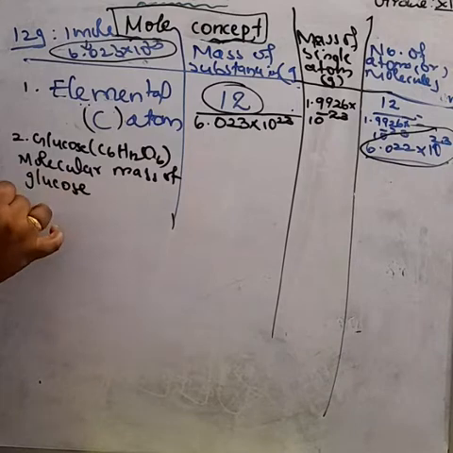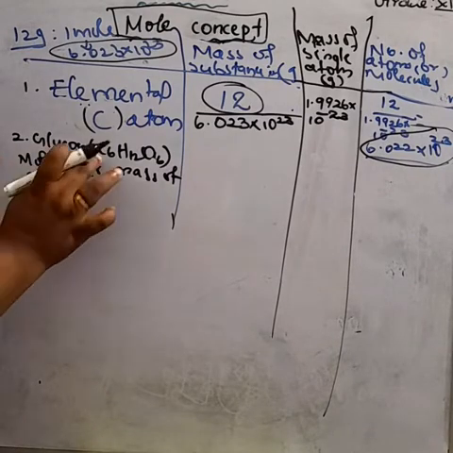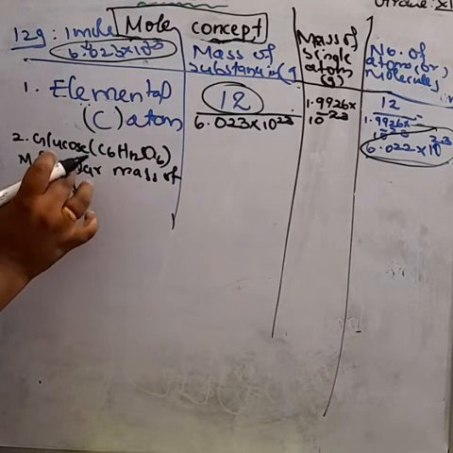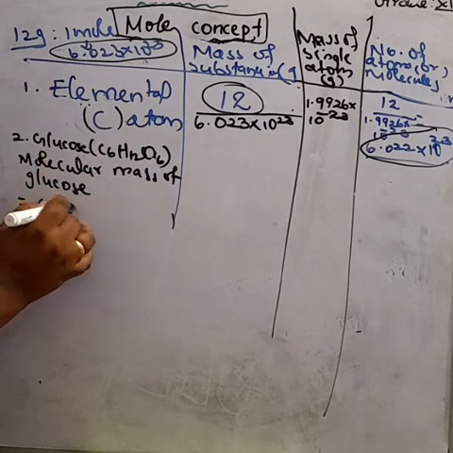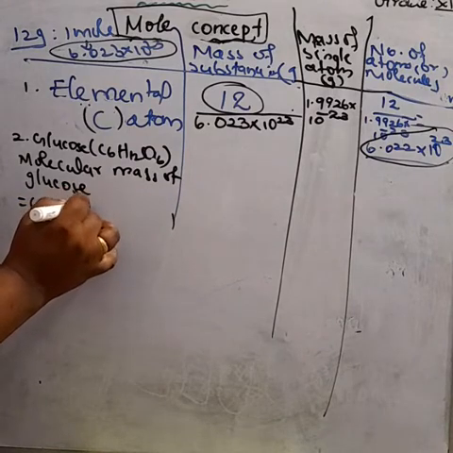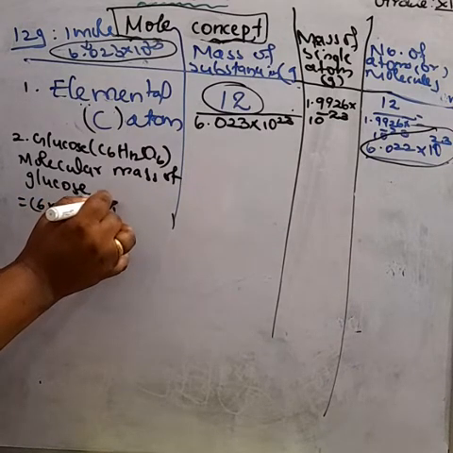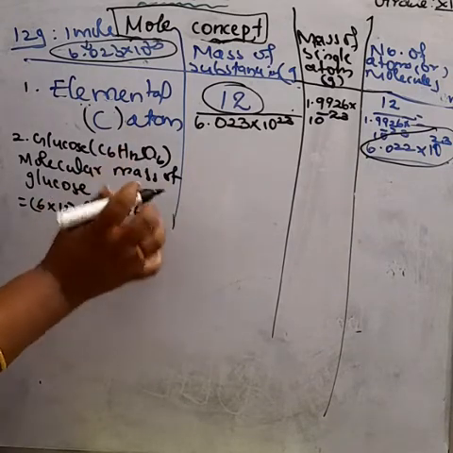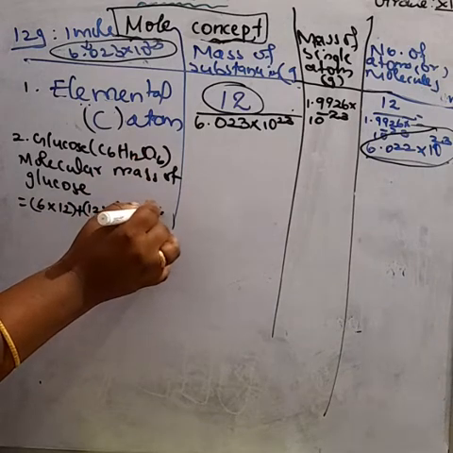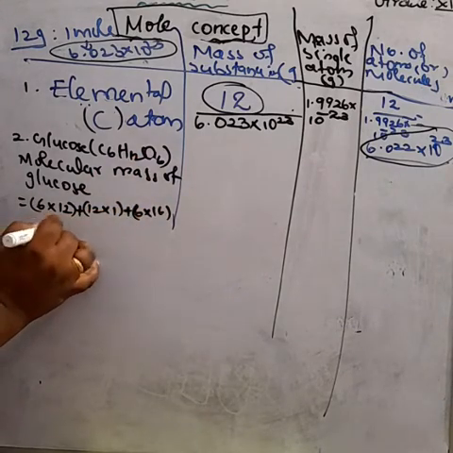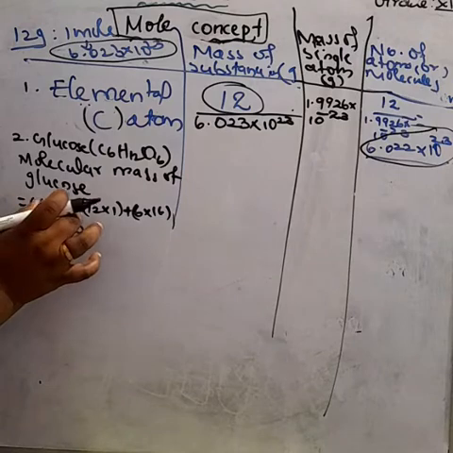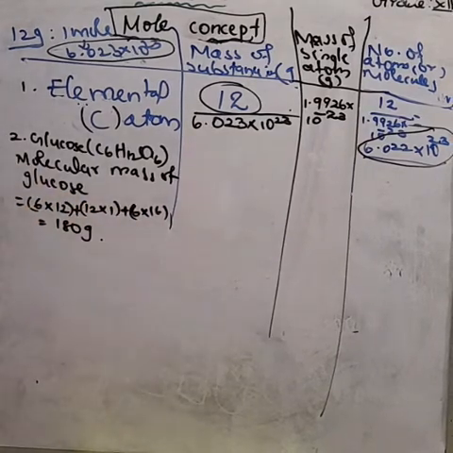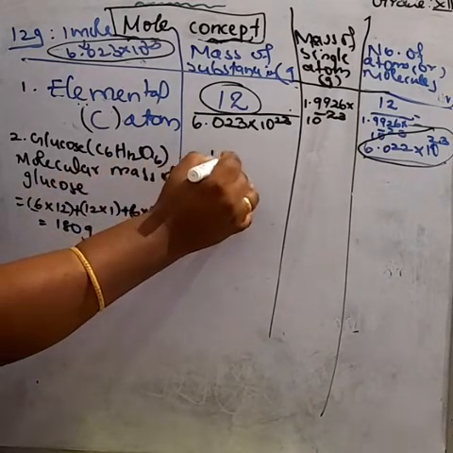We should add. How can we add? For glucose, how many carbon atoms? 6 carbon atoms. So 6 into, what is the atomic mass of carbon? 12. 6 into 12 plus hydrogen: 12 hydrogen atoms, 12 into the atomic mass of hydrogen, only 1, plus oxygen, 6 into, what is the atomic mass? 16. So totally, when we multiply 6 into 12 plus 12 into 1 plus 6 into 16, we get 180 gram. So the molecular mass of glucose is 180.